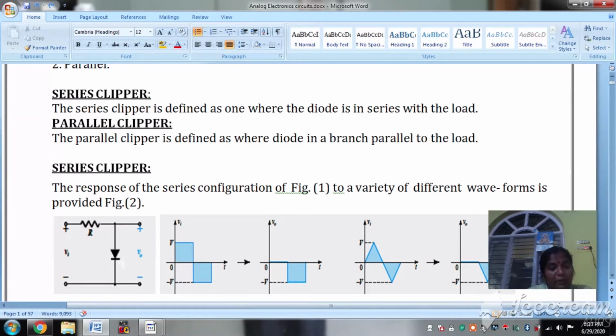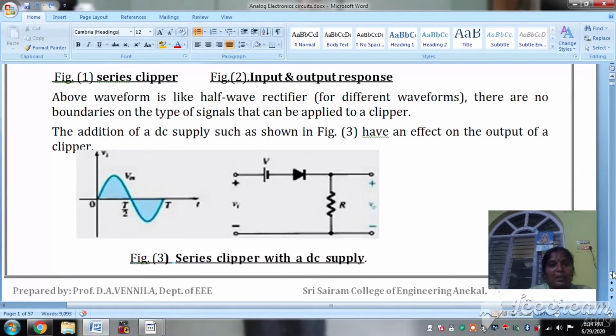And during the negative half cycle, what will happen? The diode will be open circuit, meaning the diode will not conduct, because this negative input will reverse bias your diode. So your output will be the same as your input. During the negative half cycle, you will get the output as negative waveforms. Same thing here, I am giving the triangular waveforms, and here also I will get the same output. Now this is about your series clipper.